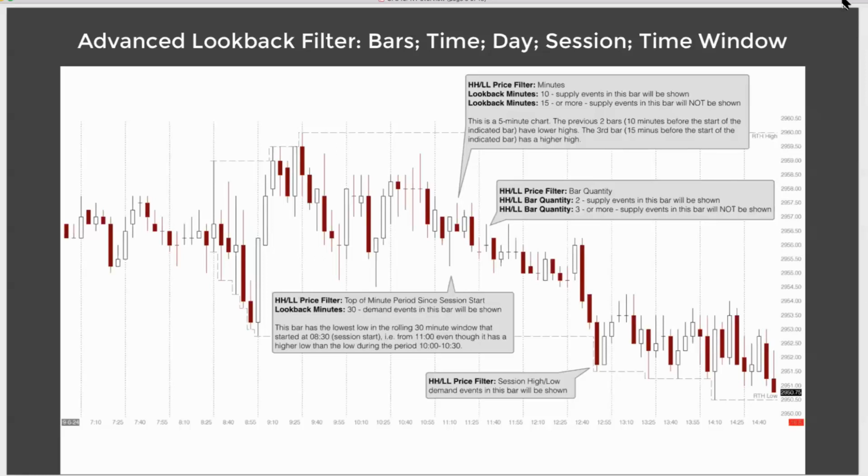We can even go a level further and say not only look back a number of minutes, but create a rolling time window from the start of the session. So if you think about the concept of market profile in 30-minute periods from the start of the session, we can say, let's look back for highest high, lowest low during a rolling 30-minute window from the session start. So now we're qualifying events within the context of each market profile TPO period. So even without looking at a market profile TPO chart, you can be looking at a simple candlestick chart or a footprint, but still be cognizant of what is high or low within the structure of another charting approach by using a rolling look-back window. And that's our advanced look-back filter.